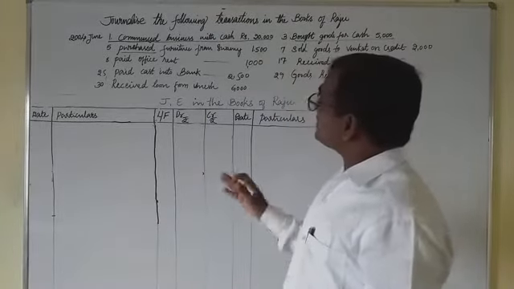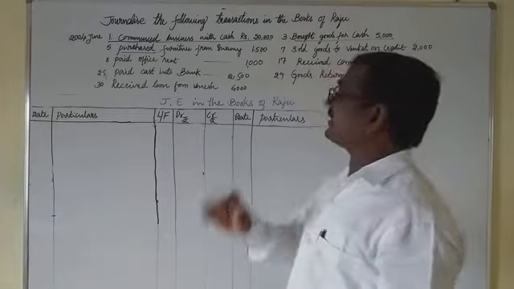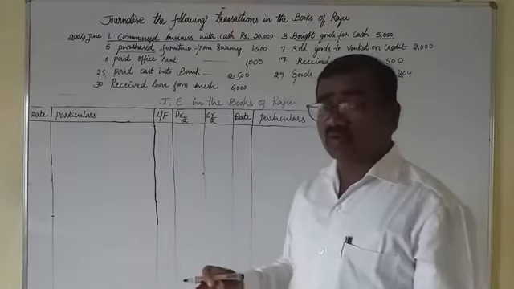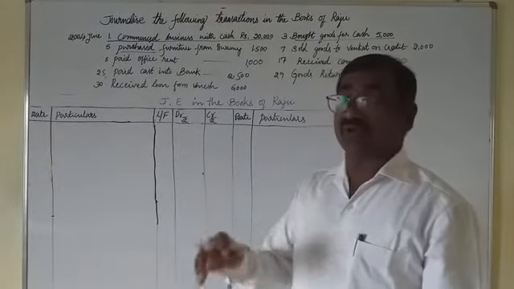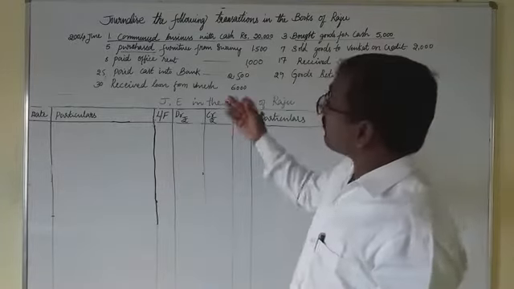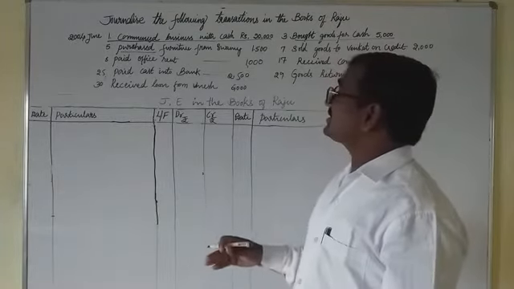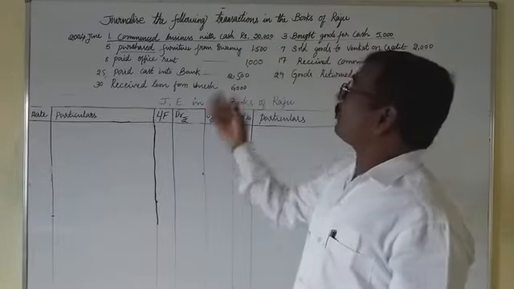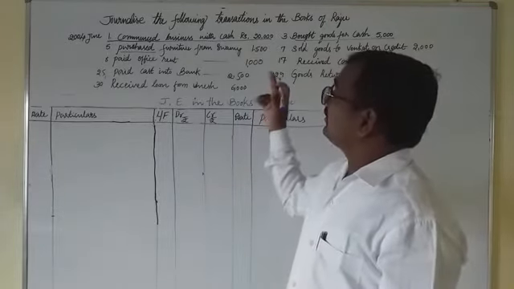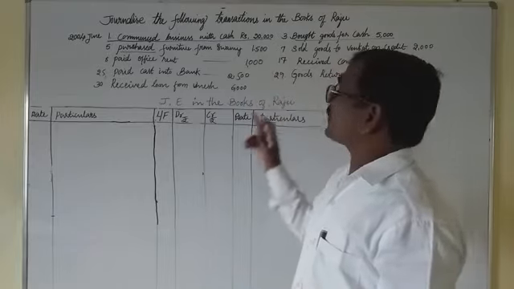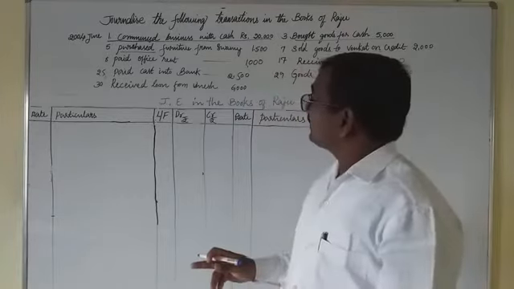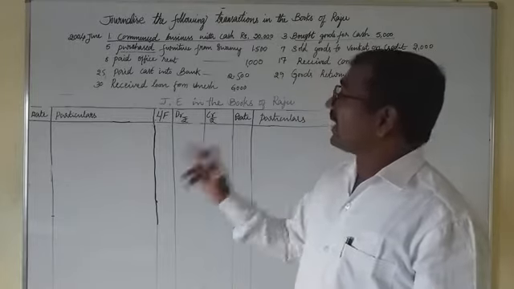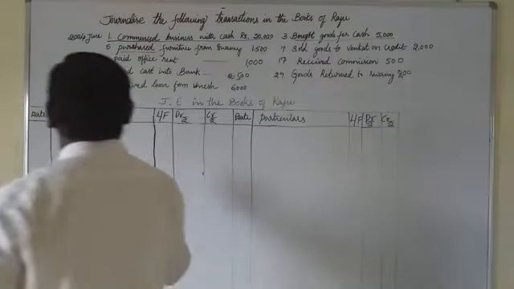So first one, commenced business with cash rupees 20,000. Real account rules: debit what comes in, credit what goes out. Debit what comes in: cash comes into the business. What goes out: capital goes out. So, cash account debtor to capital account.